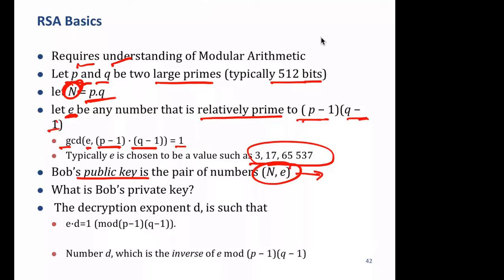Now when somebody encrypts a message using N and E, Bob can decrypt it using D, where D is the inverse of E. So E times D is equal to 1 mod (P minus 1)(Q minus 1). Note that we have studied inverses in modular arithmetic. So D is nothing but the inverse of E. I'm sure you will find it difficult to understand right now, but please go through the slides again and read the book. You will have a better understanding.